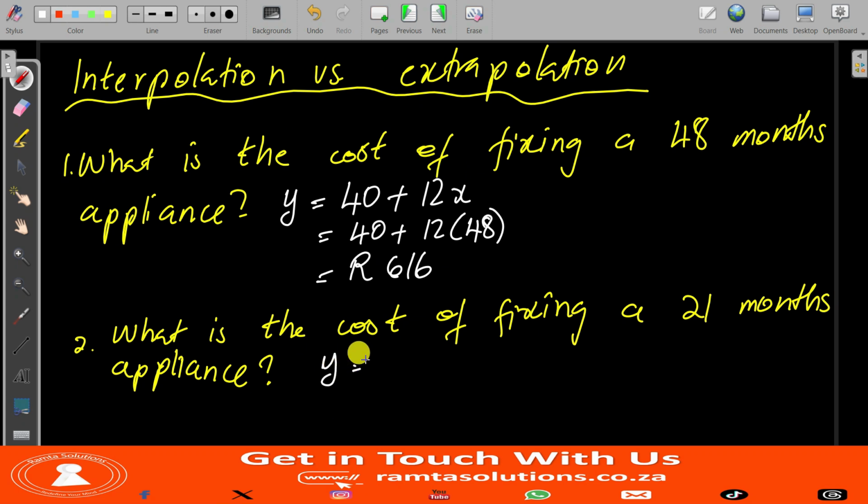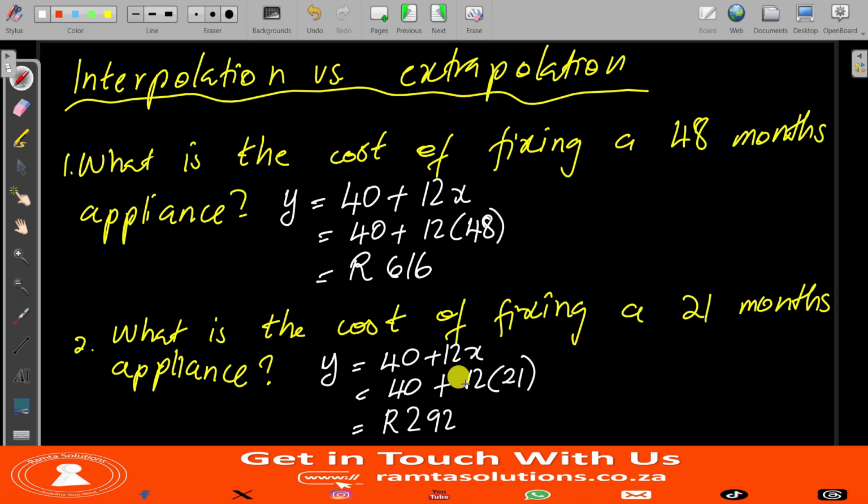Now, let's come here. What is the cost of fixing a 21 months old appliance? It'll be 40 plus 12 multiplied by 21. So what is this? This is 292 rands.